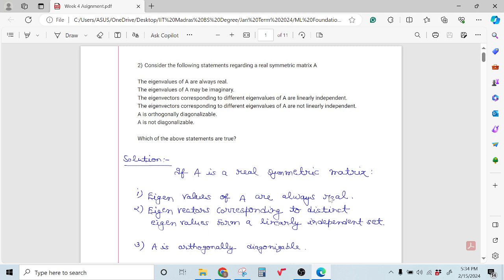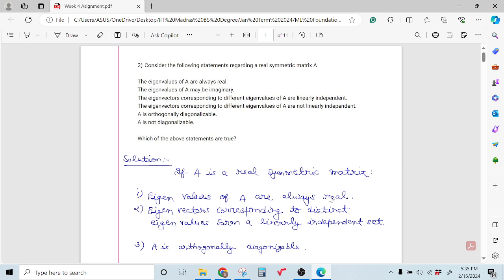Let us solve the week 4 graded assignment of machine learning foundation. So the second problem is: consider the following statements regarding a real symmetric matrix A. Which of the above statements are true? So there are 6 given statements. We have to tell which statements are true.